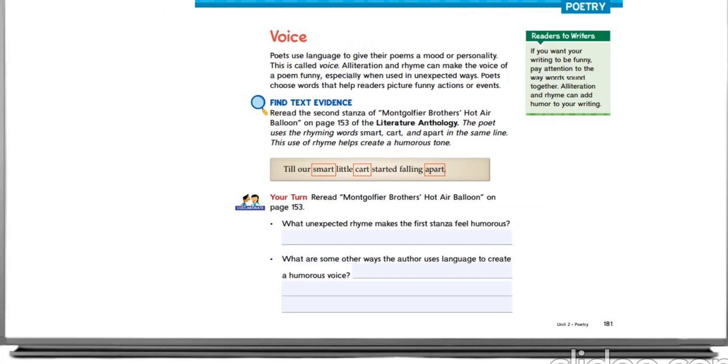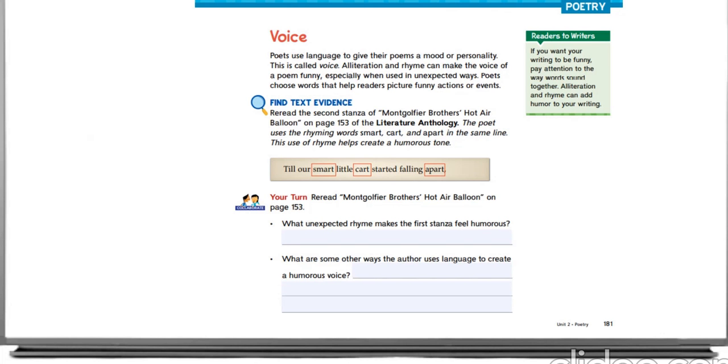Good. Go over to page 181. This is going to be talking about voice. Poets use language to give their poems a mood or personality. This is called voice. Alliteration and rhyme can make the voice of a poem funny, especially when used in unexpected ways. Poets choose words that help readers picture funny actions or events.